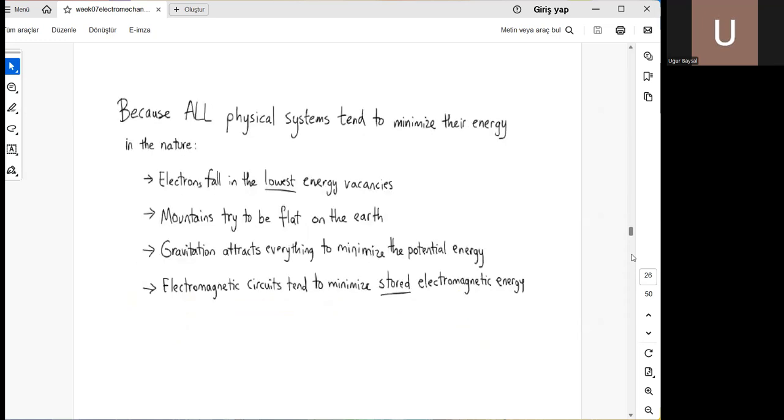Zero air gap is not possible. That means the energy density is infinity. Ideally, it's not possible, because all physical systems tend to minimize their total energy in nature. Electrons fall in the lowest energy vacancies. Mountains try to be flat on the earth. Gravitational force attracts everything to minimize the potential energy on the earth. Or similarly, finally, our concern: electromagnetic circuits tend to minimize stored energy.